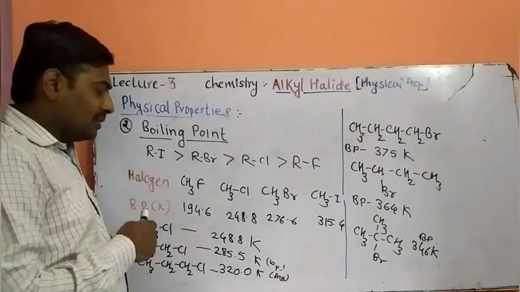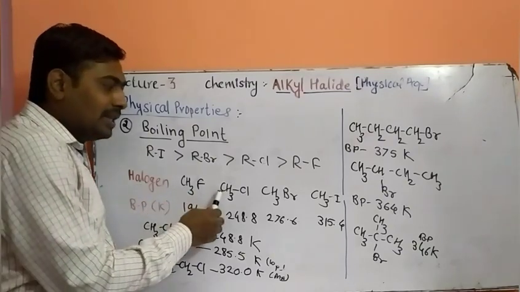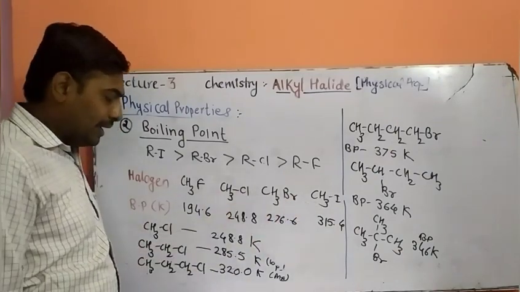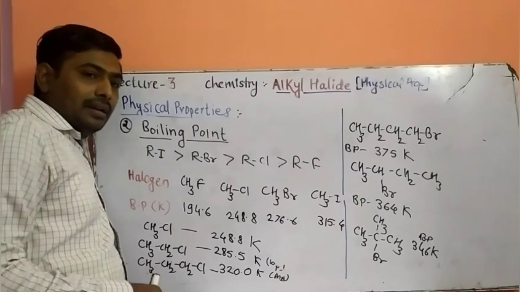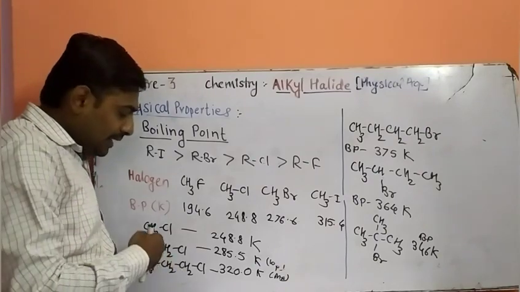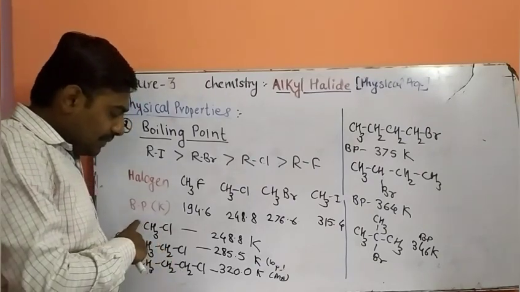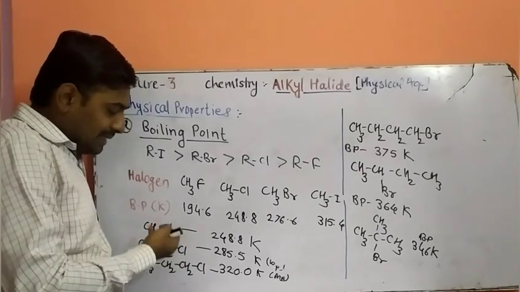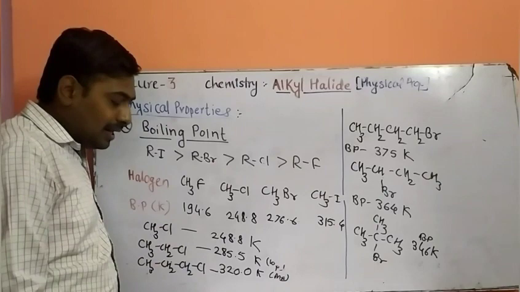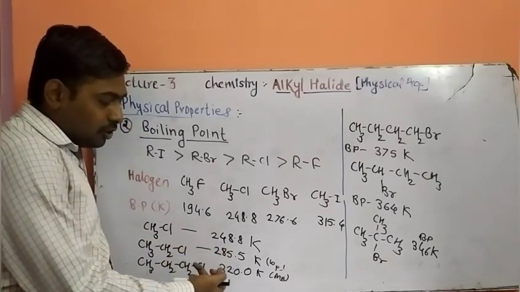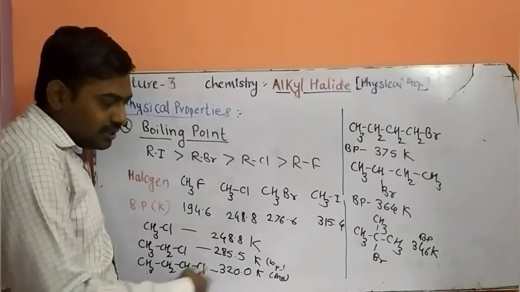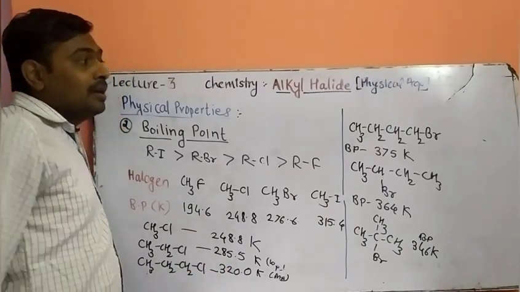See the halogen atoms: methyl fluoride, methyl chloride, methyl bromide and methyl iodide. These are the boiling points of the following compounds. But when you observe the examples of methyl chloride, ethyl chloride and 1-propyl chloride, as the molecular mass increases with more carbon atoms, the boiling point also increases. Observe this one: the last compound is in the solid state, so it has a melting point.